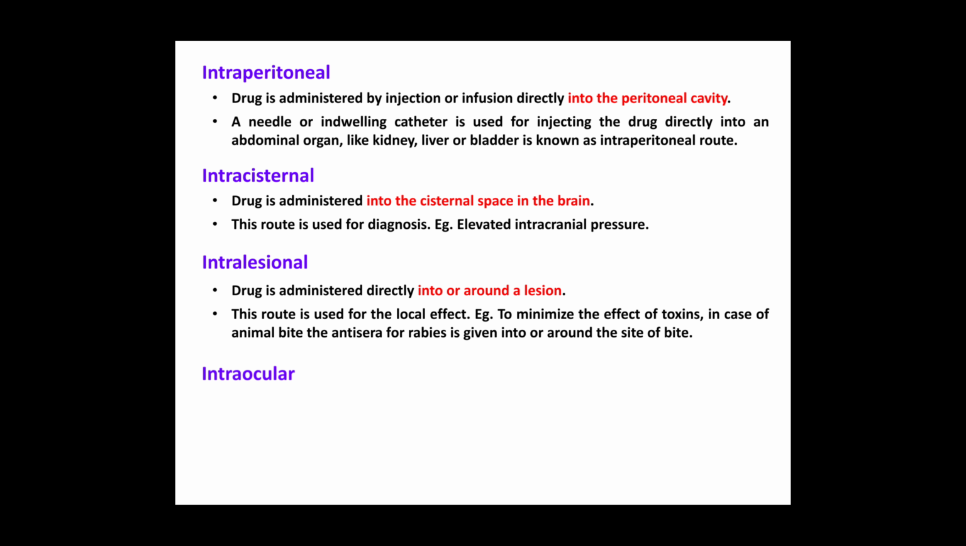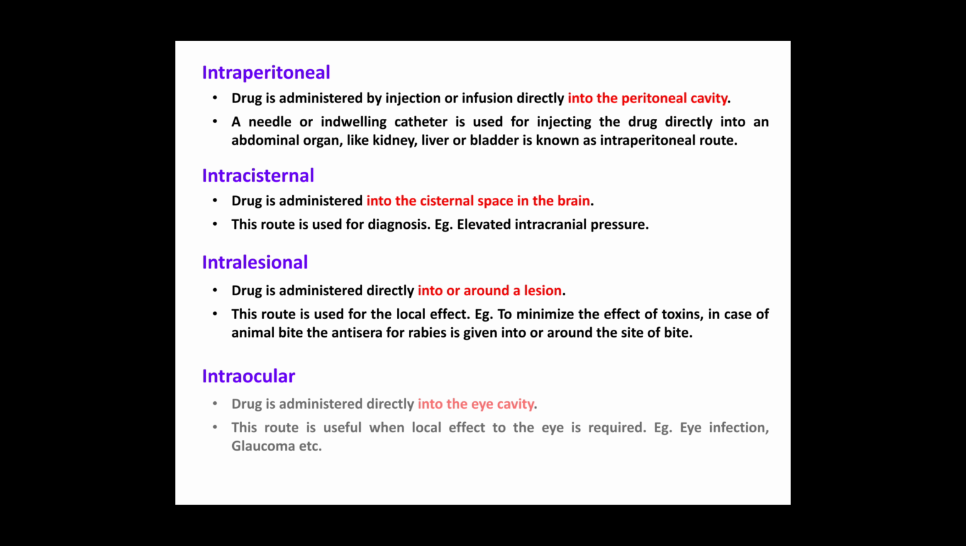The next route is intraocular route. In intraocular route, drug is administered directly into the eye cavity. This route is useful when local effect to the eye is required. For example, to treat the eye infection, the drug is administered directly into the eye cavity in the form of eye drop, eye ointment, any dosage form it may be.